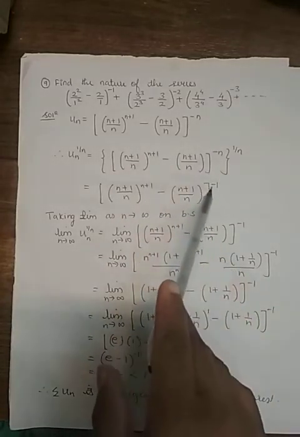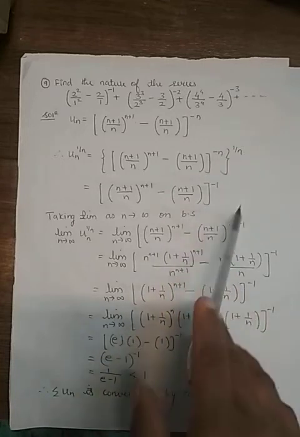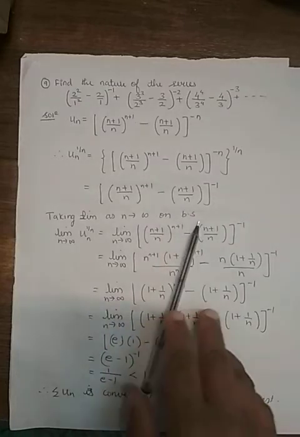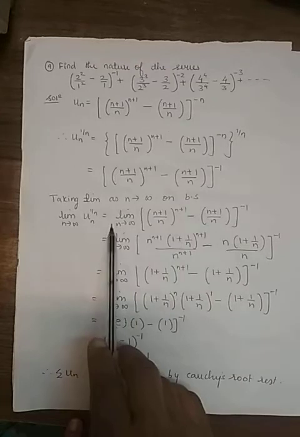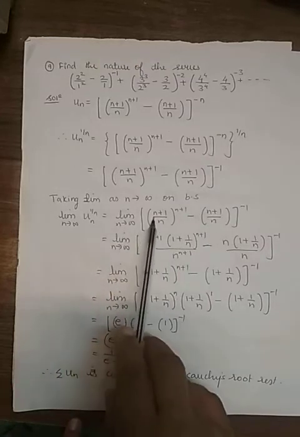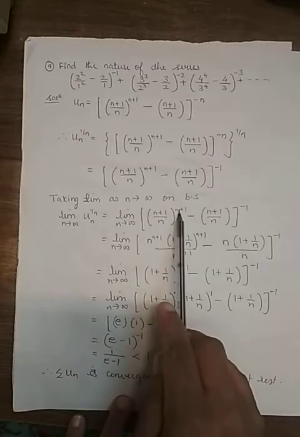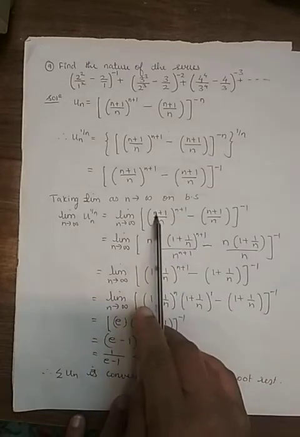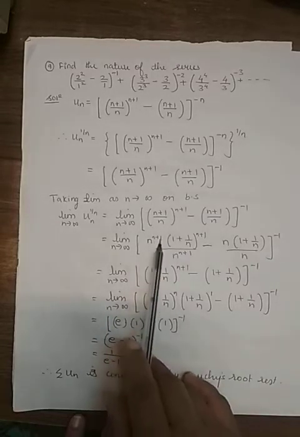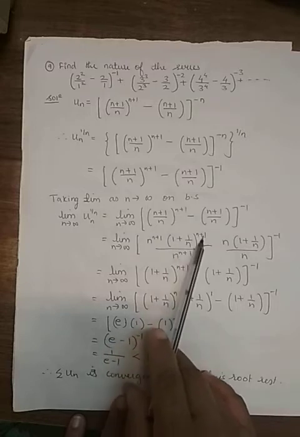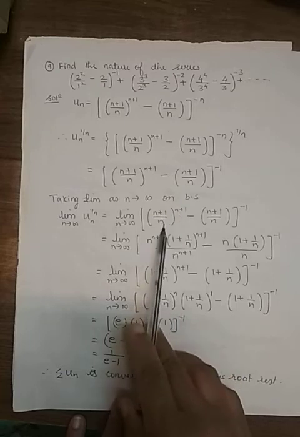So consider again Cauchy's root test by raising the power of 1 by n. So this n and this n will get cancelled. Once you simplify this, take the limits as n tends to infinity on both sides. I told you when a limit tends to infinity, take n common in the numerator and in the denominator. So your bracket power is n plus 1. Whenever you are taking n common out of this bracket, it will come as n raised to n plus 1 into 1 plus 1 by n raised to n plus 1. This bracket power will be split between the numerator and the denominator.